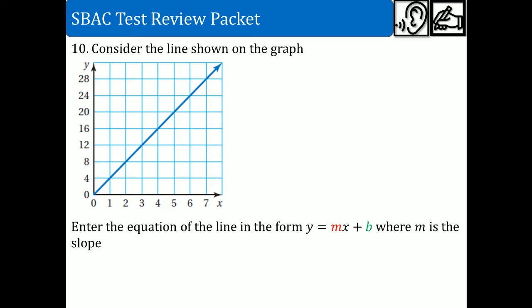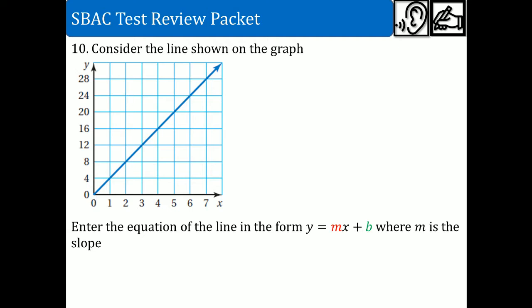It says consider the line shown on the graph. Enter the equation of the line in the form y equals mx plus b, where m is the slope. Okay, so the two things that you need are your m, which is the slope, and the b, which is the y-intercept. Notice this is a proportional relationship because this is a line, and it starts at 0, 0. Therefore, it is a proportional relationship.